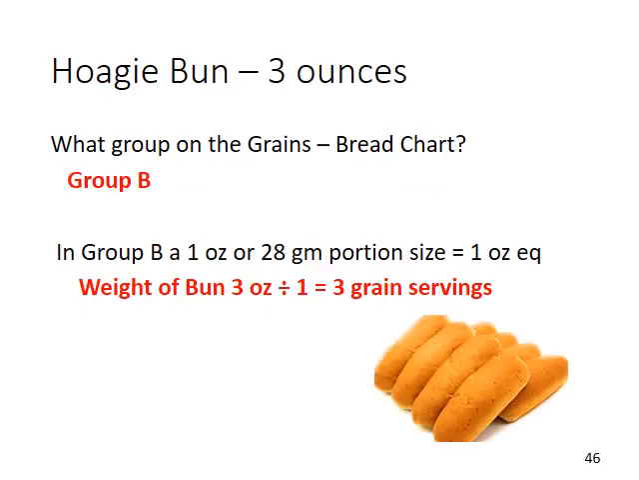The next example is a hoagie bun that weighs 3 ounces. As I mentioned, all types of buns are in Group B. So in this group, a 1 ounce or 28 gram portion size equals a 1 ounce equivalent or 1 grain serving. So doing the math, the 3 ounce portion size divided by 1 equals 3 grain servings.